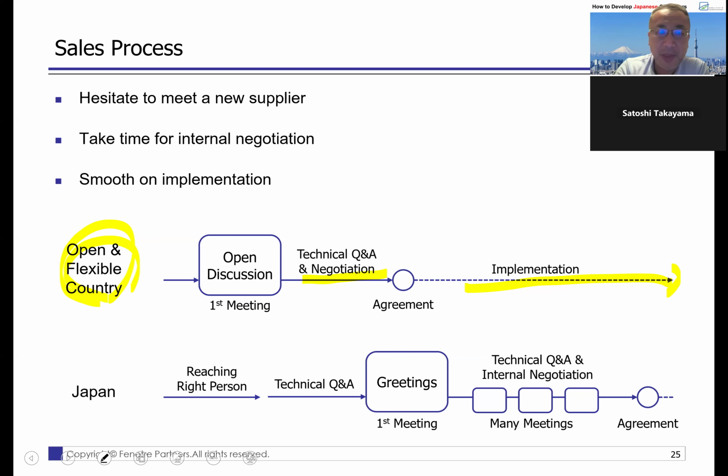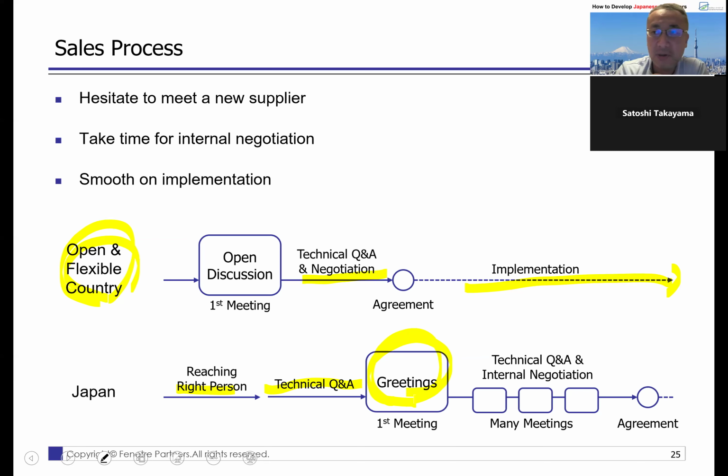In Japan, it's the opposite. It takes a lot of time to have a first round meeting. We need to reach the right person. Japanese companies are conservative. They don't disclose personal or contact information to outsiders. But we need to pass a gatekeeper to reach the right person to have an initial discussion. Then a lot of technical Q&A happens. In some cases, we just say, hey, you can have a meeting together with our client and ask many questions on the spot. However, they prefer having a Q&A before the first round meeting because in many cases they need to get approval from their boss for having a meeting with a new supplier.